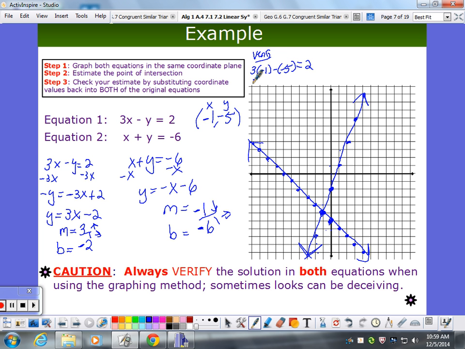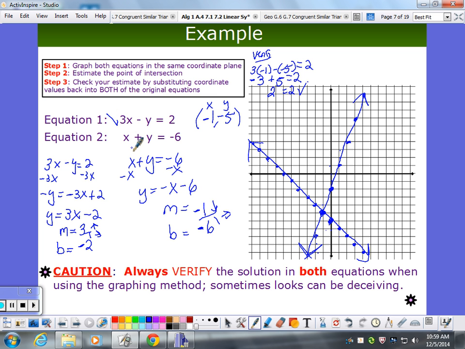3 times negative 1 is negative 3. But what about minus negative 5? What's that? Plus. Add those 2 together, you get 2. Let's look at our right side. Does it match? Yes. Okay, it worked in this one.